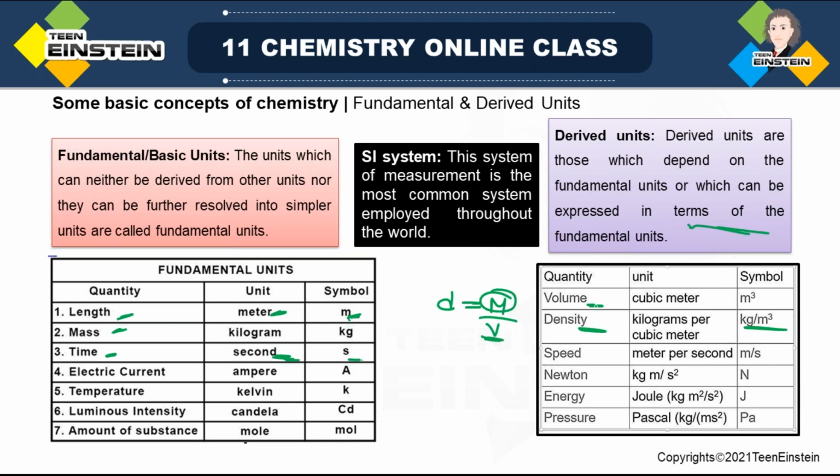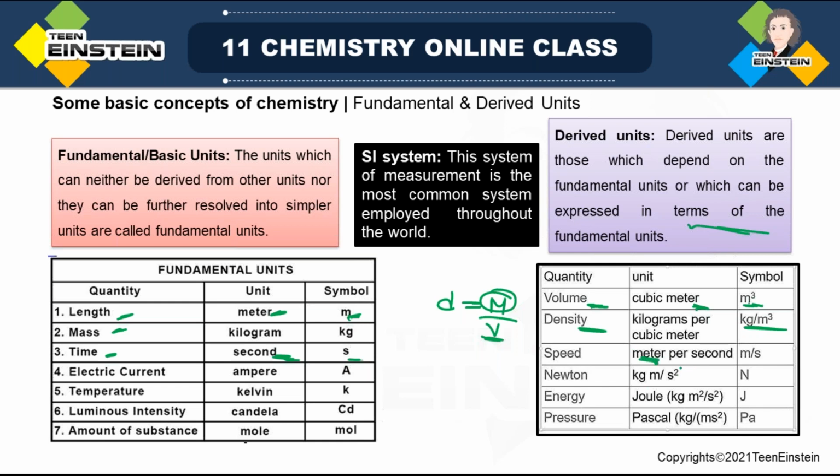Similarly, if you consider simply volume, that is also meter multiplied three times. It is cubic meter. So volume is also a derived unit. Though it is only meter, as we are taking it three times, it falls under the derived unit category. Then speed, that means distance per unit time.